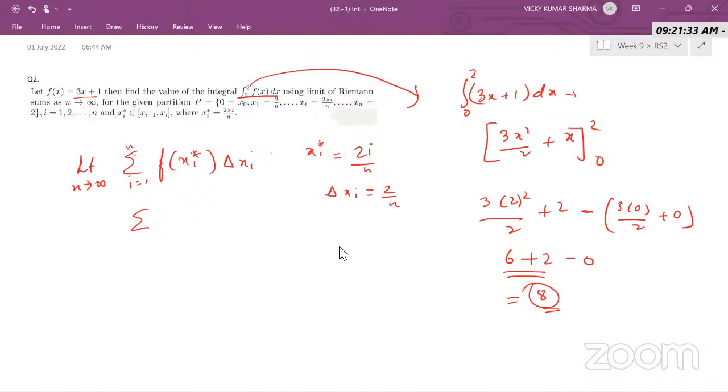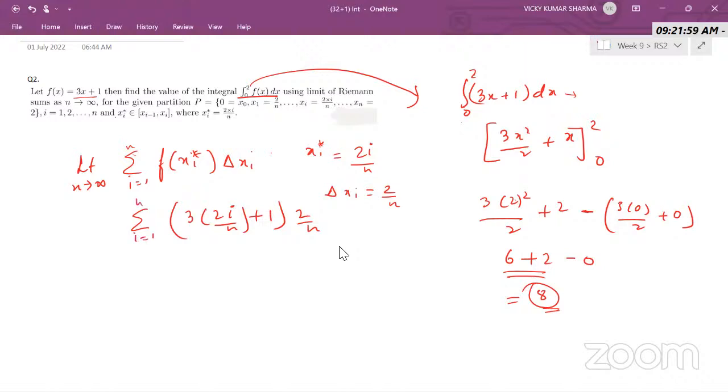So what about this then? This function is going to be 3x plus 1. So I can just simply substitute this xi star. What is my xi star? Instead of x, I will just write down 2i by n plus 1 as it is, right? And delta xi is nothing but 2 by n. Correct? This is what it means, no? Summation i equals 1 to n.